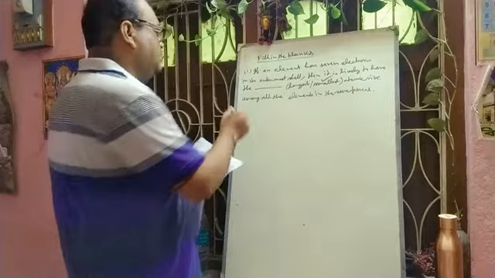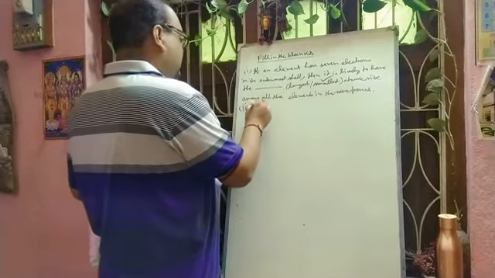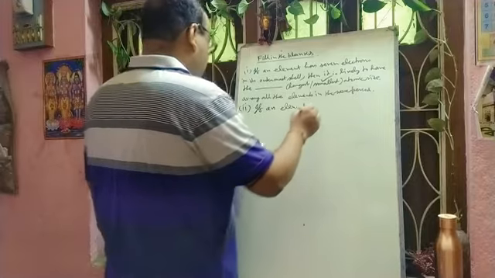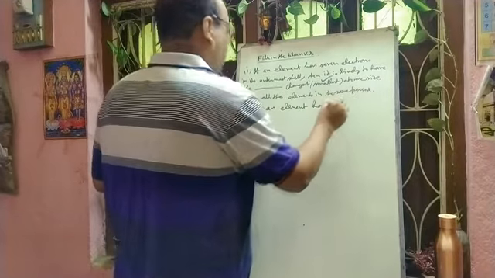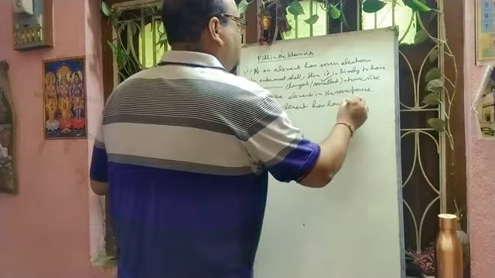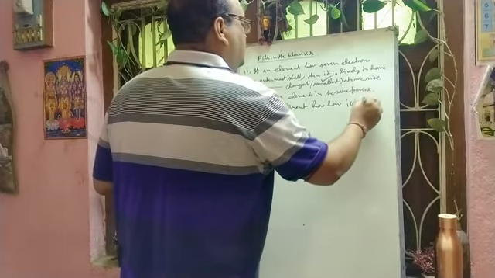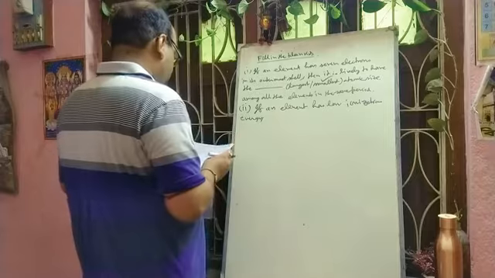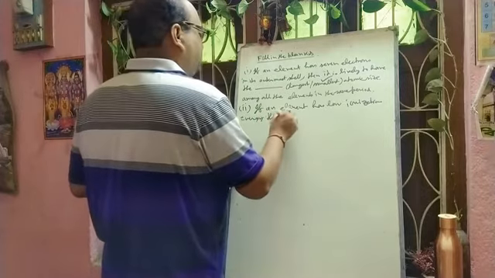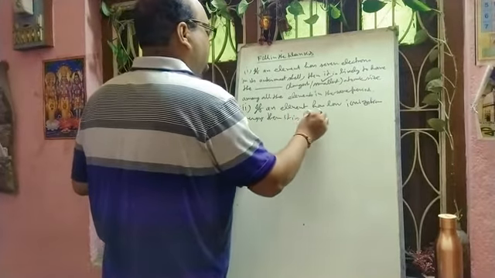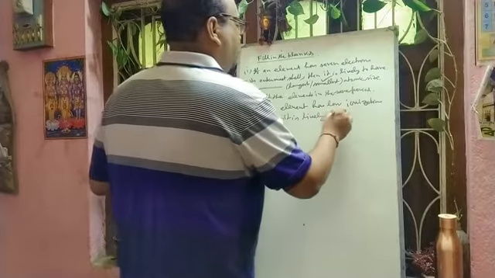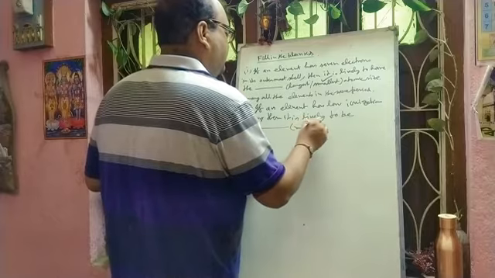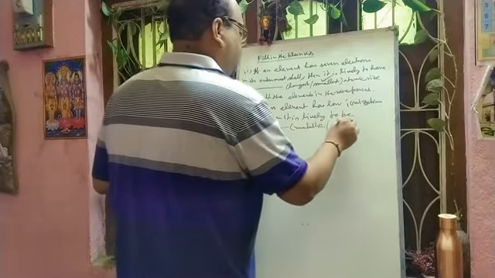Next question, question number 2 in the fill in the blanks. If an element has low ionization energy, then it is likely to be dash, metallic or non-metallic.